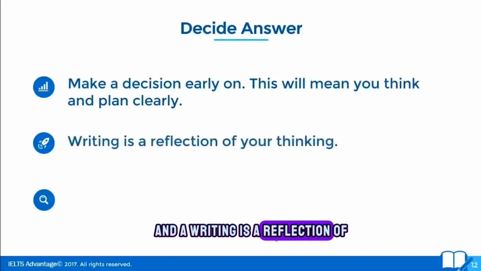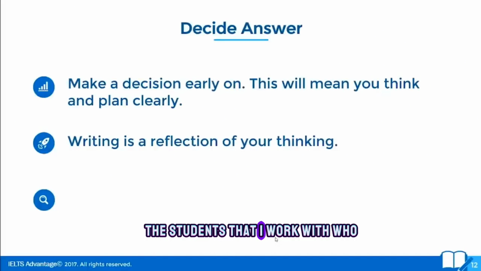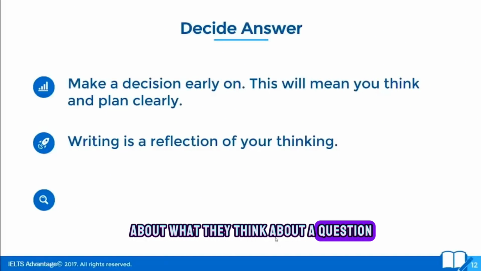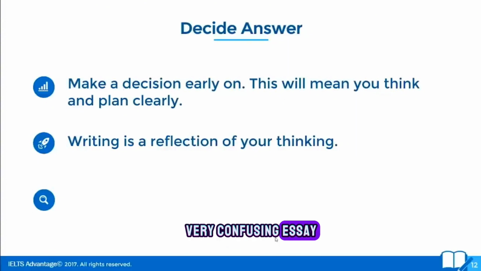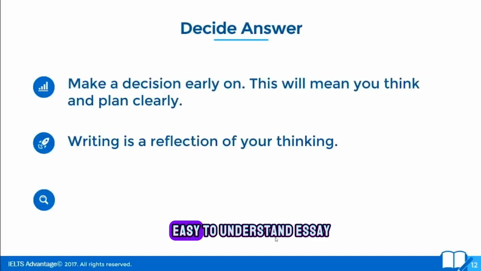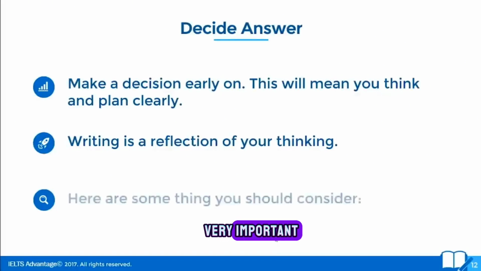And writing is a reflection of your thinking. I stole this quote from somebody called Tim Ferriss, who I follow online, and he's a writer. It really resonated with me because the students that I work with who are very confused about what they think about a question always write a very confusing essay. Students who think clearly about what they're going to write, write a very clear, easy to understand essay. And a huge part of your overall mark is coherence and cohesion and answering the question clearly. So that's very, very important.